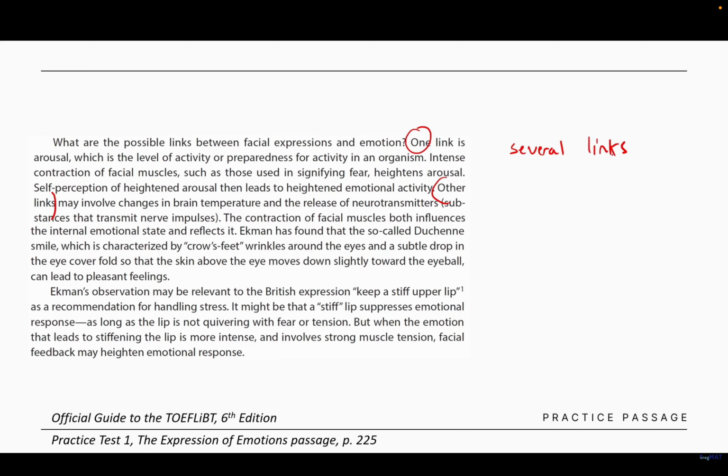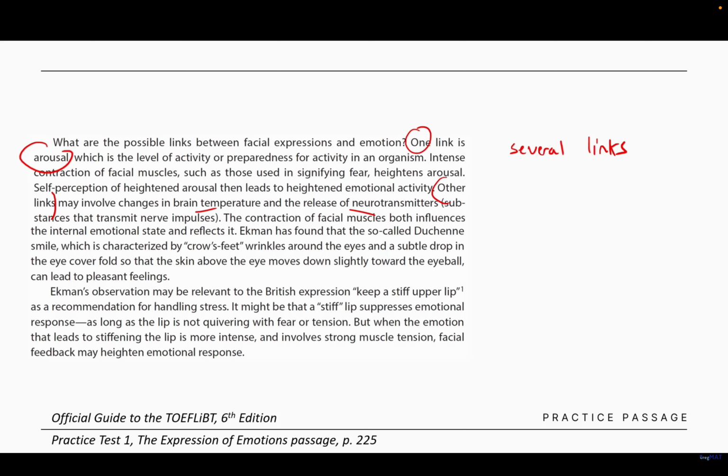Just several links, right? What's link number one? Arousal. What's link number two? Changes in brain temperature. Yeah, release, blah blah blah. Okay, neurotransmitters and all those things. How about the last one?